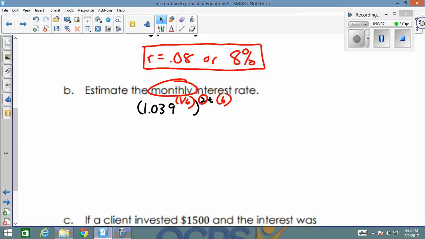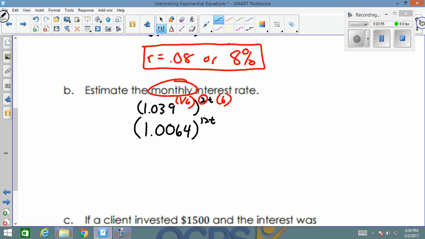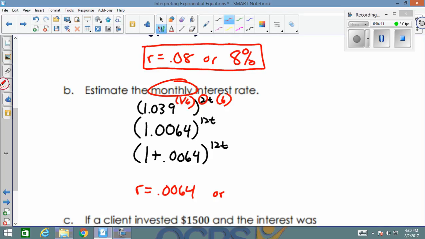So now I'm going to have this. So it's 1.039 to the 1/6 power. And I get 1.0064 to the 12t. Again, that interest rate will split to this. And because that's now 12, we're good. So our R is going to be 0.0064, or 0.64%.